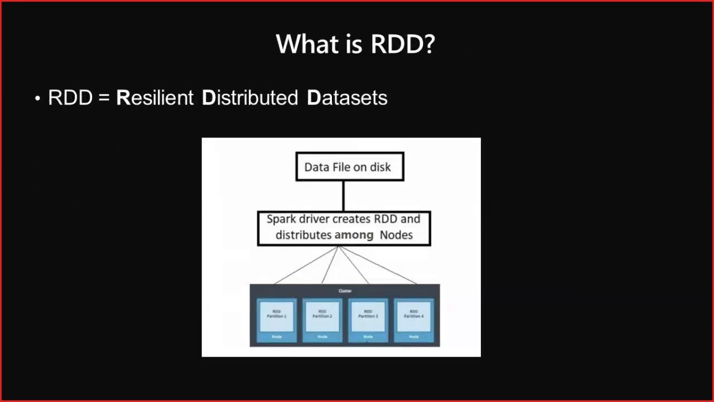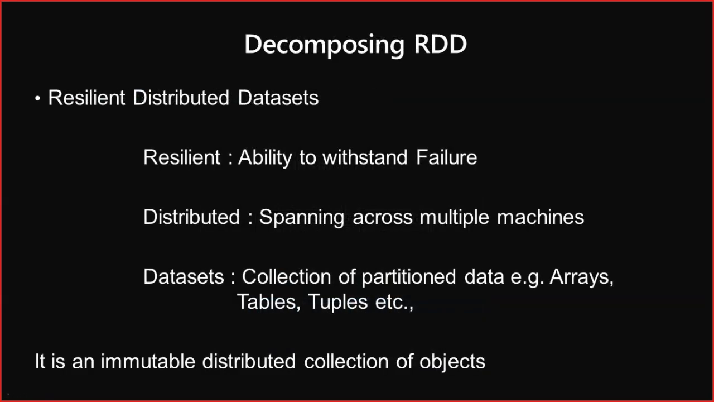So now it's time to see RDDs. With a data file on disk, we separate it or partition it into blocks, and then we pass each block on to different worker nodes. The full form you can see on the next slide.